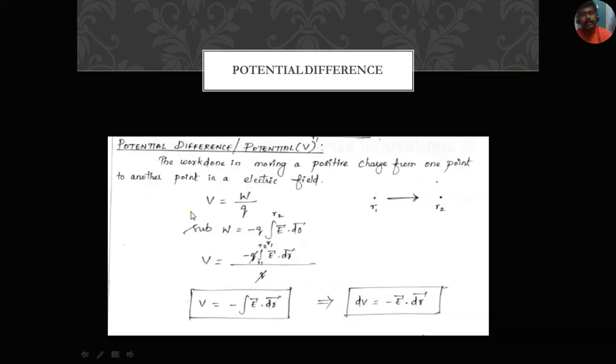Next, let us calculate the potential difference. The work done in moving a positive charge from one point to another point in the electric field is given by, basically, the potential is defined as work done per unit charge. So we know that W is equal to minus Q into the integral from R1 to R2 of E vector dot dr. So the value of V may become minus of Q into, in the place of W you can substitute this value. In the denominator we also have a Q, and Q gets cancelled, so V is equal to minus the integral of E vector dot dl. In other form, we can write dV is equal to minus E dot dr vector.